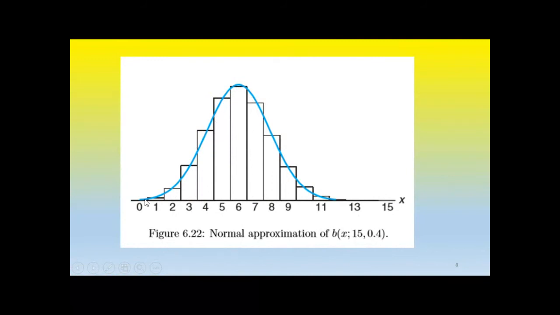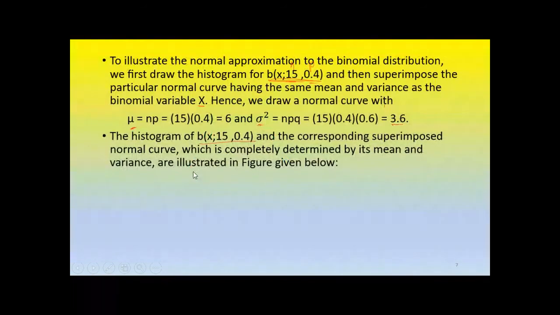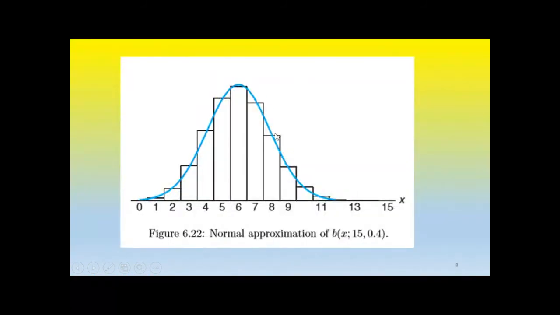For x equal to 0, the probability is near 0. For x equal to 1, the probability is somewhat higher. When x is 6, the probability is highest. And as x approaches 15, the probability is getting near to 0. So it is like a normal curve. This blue line is for the normal distribution. Next, by using this normal distribution, they will find this normal curve. Both are matching, isn't it? Matching almost. So this is the normal approximation of the binomial distribution for n equal to 15 and probability 0.4.